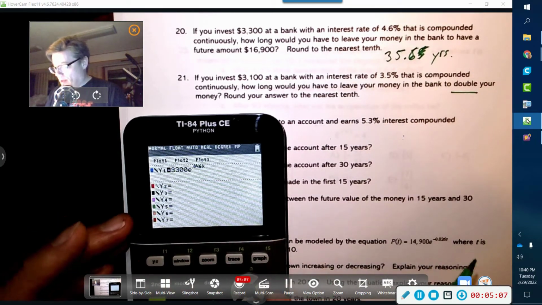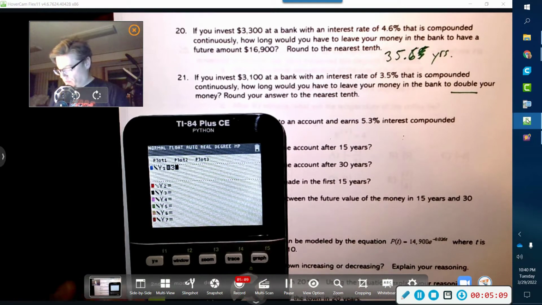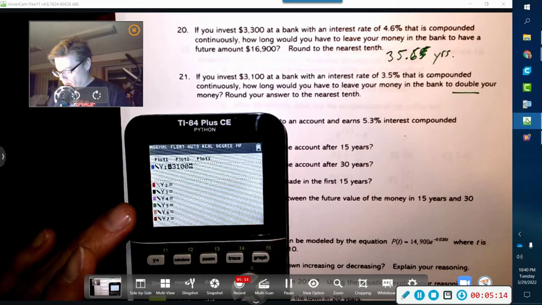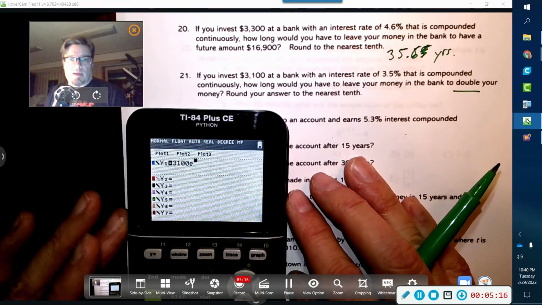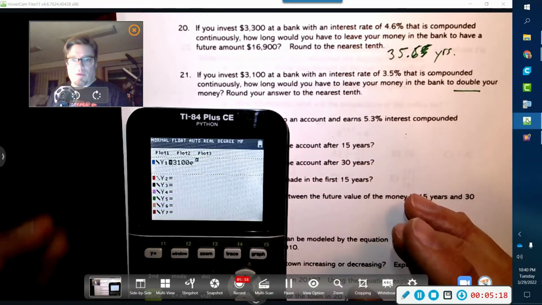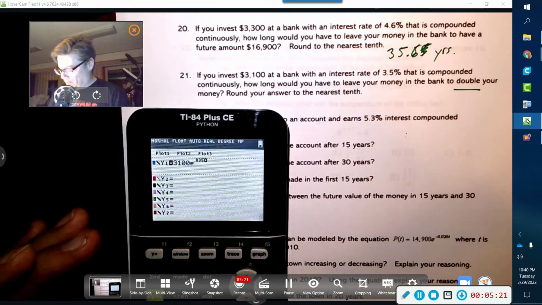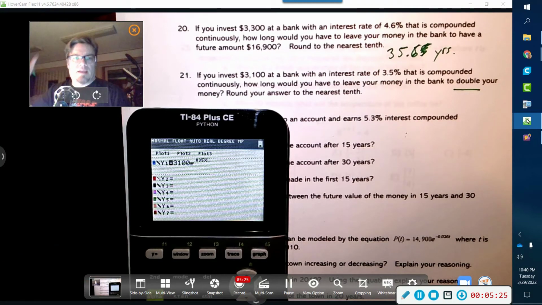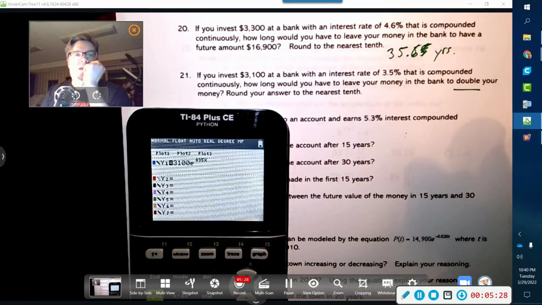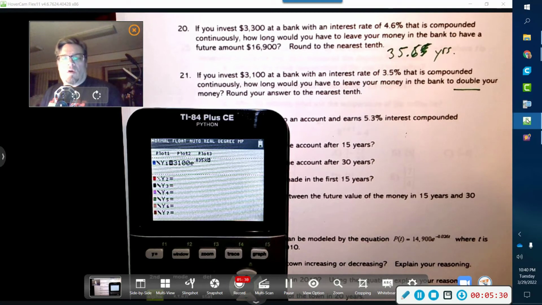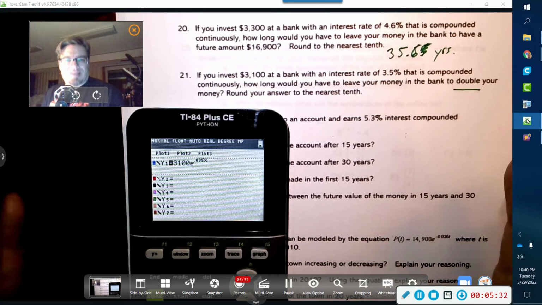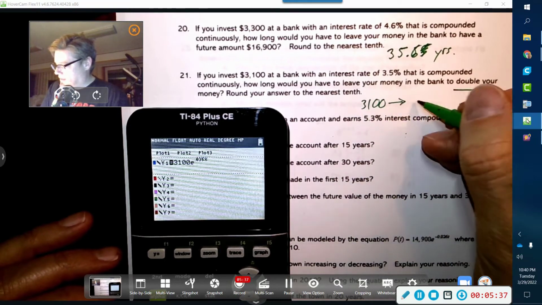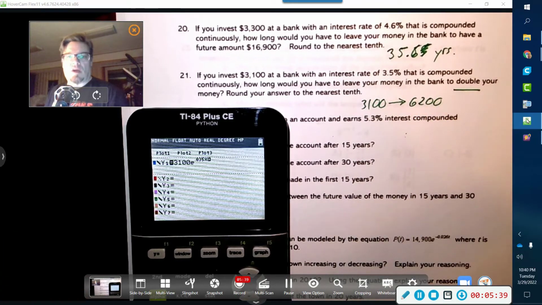I'm going to go ahead and redraw my model here, 3,100, compounded continuously. So I grab my e to the x, so I'm in my superscript, and I see that I got 3.5%. That's 0.035, and I don't know how long. I want to have all kinds of variety there, so I put an x. So how long would it take to double? I'm looking for 6,200 now, right? I want this to become 6,200 because that is precisely double that amount.